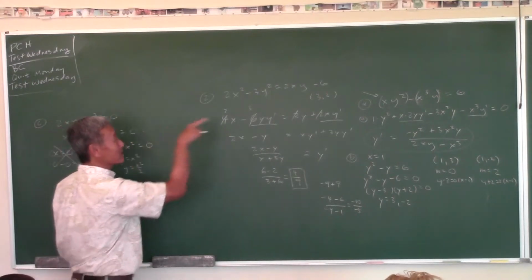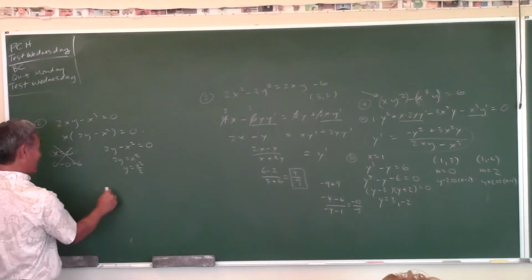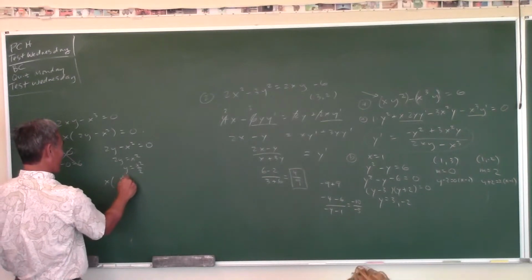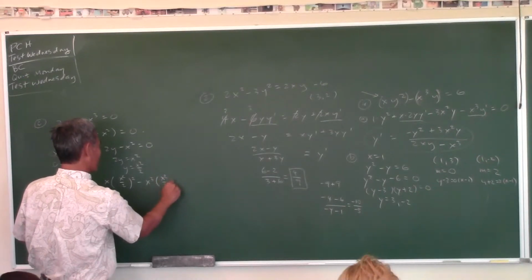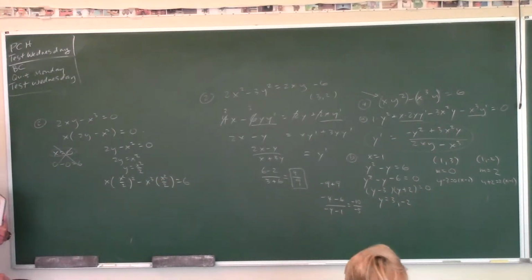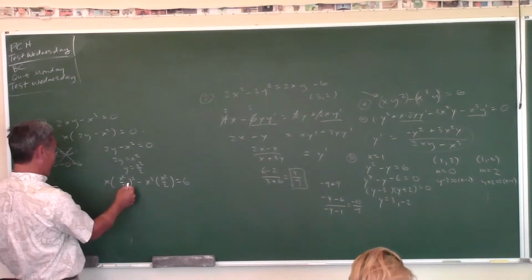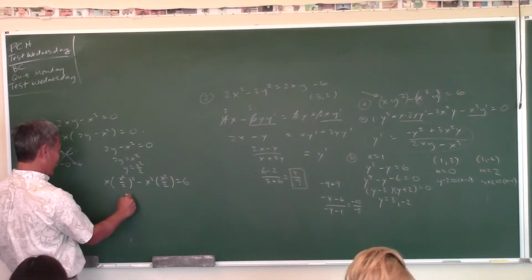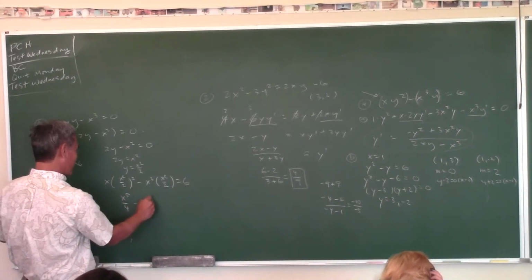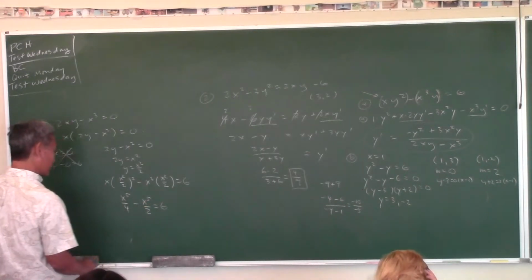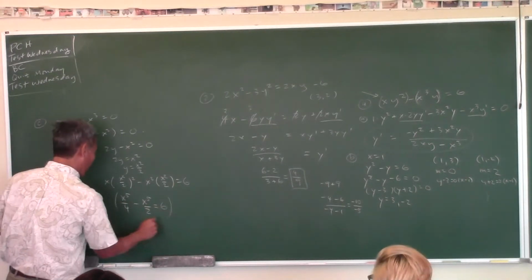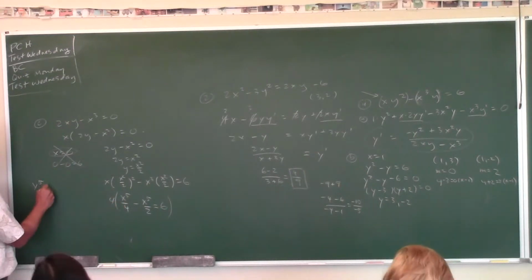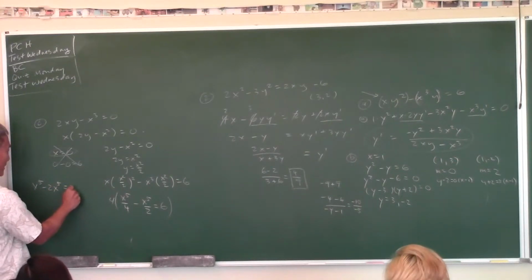What happens if I plug this into the original equation? You get x times x squared over 2 squared, minus x cubed times y, which is x squared over 2, equals 6. Is this a solvable equation? Yes, it is. Because this is x to the 5th over 4 minus x to the 5th over 2 equals 6. Multiply through by 4. So you get x to the 5th minus 2x to the 5th equals 24.